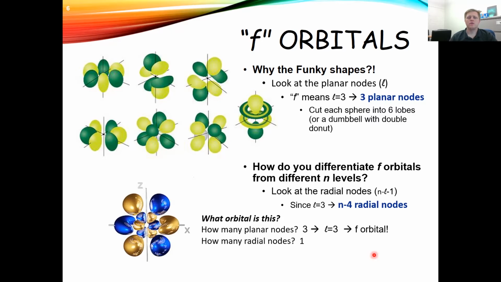How many total nodes do I have? I have 3 plus 1, so I have 4 total nodes, and I know that I also have n minus 1 nodes in every orbital. So n minus 1 equals 4. If I solve that for n, I find that we're at the n equals 5 shell, and we have an f orbital, so this is a 5f orbital.